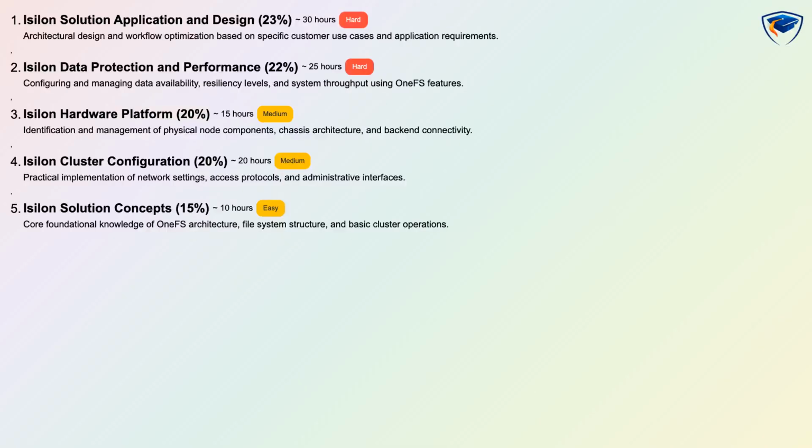The exam is split into 5 domains, each with its own weightage. The first domain, Isilon Solution Application and Design, accounts for 23% of the exam and focuses on architectural design and workflow optimization based on specific customer use cases and application requirements.